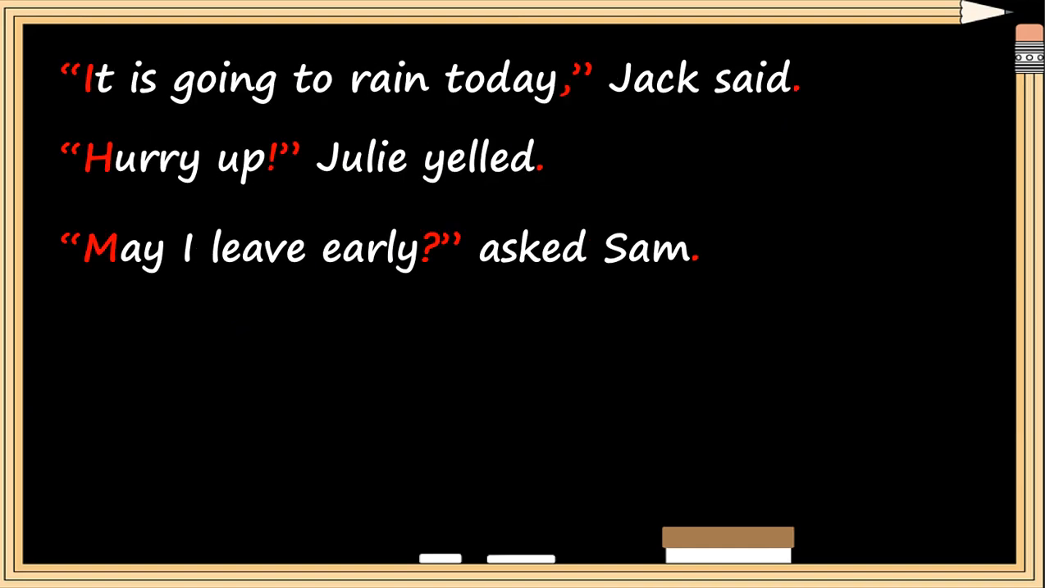These 3 sentences are identical to the ones we've just looked at. The only difference is that now the said part is at the end. So if we look at the first one, it is going to rain today. We already discussed that this is a statement sentence. So you're probably wondering, why do I put a comma and not a period or a full stop after today? Well, if I put a full stop after today, that would mean the sentence is ending. But the sentence is not ending because we have to include the Jack said. That is why we need to put a comma and not a full stop there.